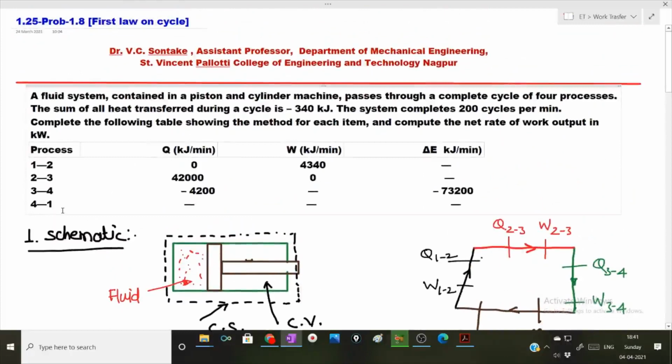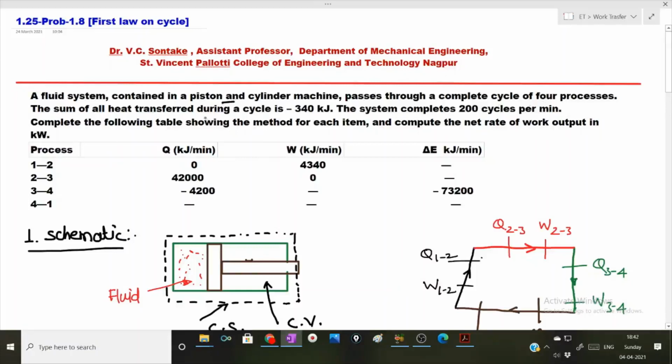Video lecture number 1.25, problem 1.8 on first law on a cycle. The problem statement goes like this. A fluid system contained in a piston and cylinder machine passes through a complete cycle of 4 processes.